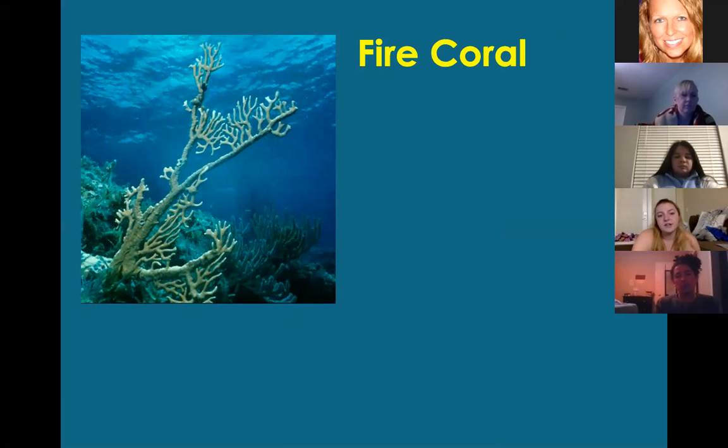This is a picture of fire coral. Now, fire coral, it looks really pretty, but you definitely don't want to touch it, because when you touch it, it'll cause you to itch and break out and all of that. Stings, it burns, it's not fun.